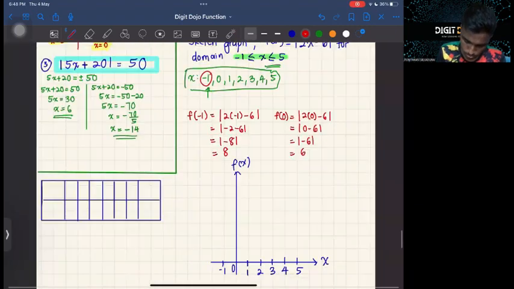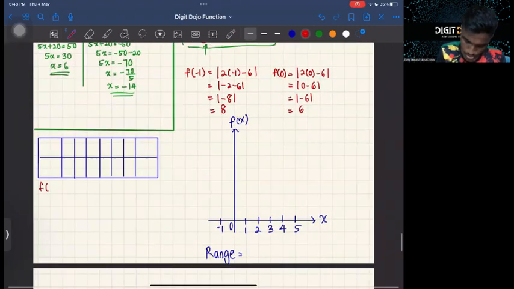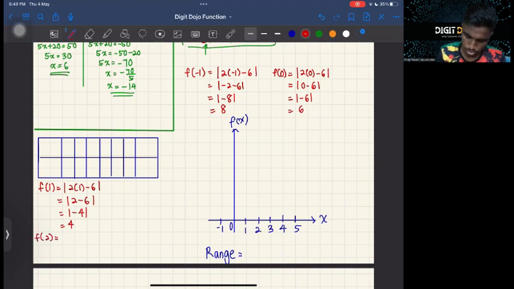Next, we will try f(1): 2 times 1 minus 6, which is 2 minus 6, negative 4. And your final answer is 4. f(2) would be 4 minus 6, which is negative 2. And your final answer is 2.